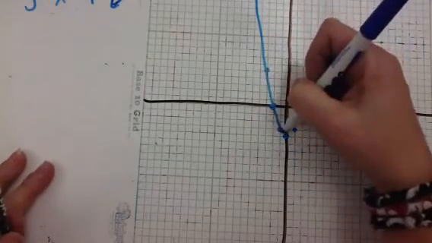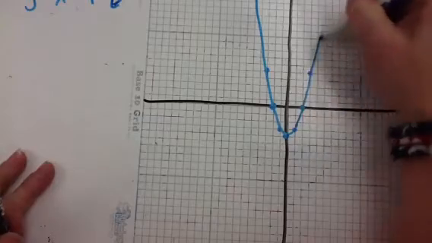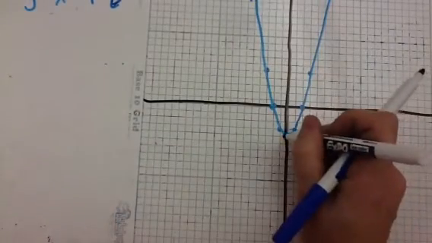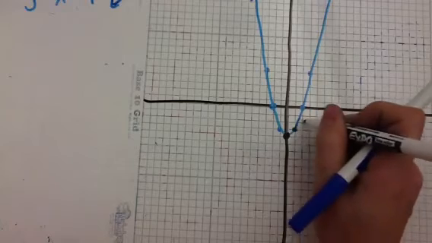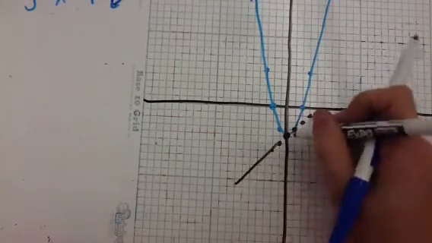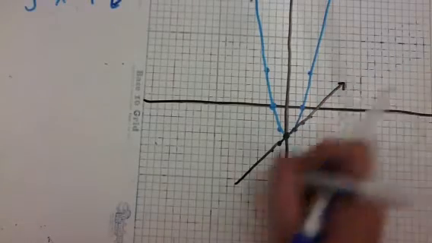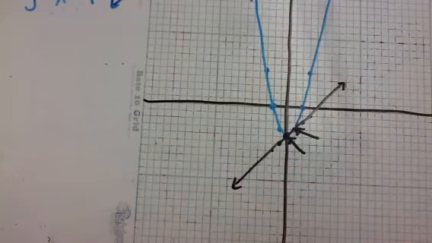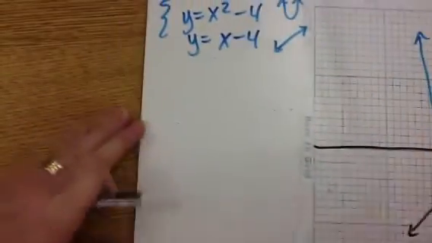Our line, y equals x minus 4, has a y-intercept at negative 4 and a slope of 1. Over 1, up 1, over 1, up 1, over 1, up 1, down, down, down, down. So it looks like we might be intersecting in those two spots right there. Let's solve it using algebra.